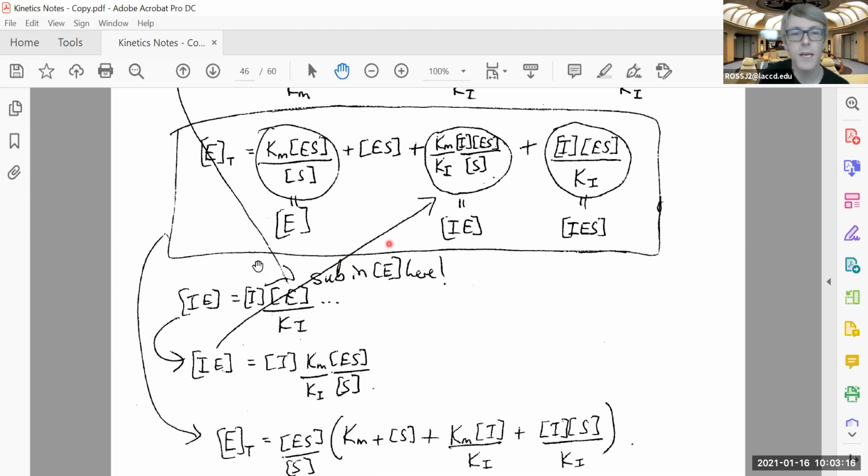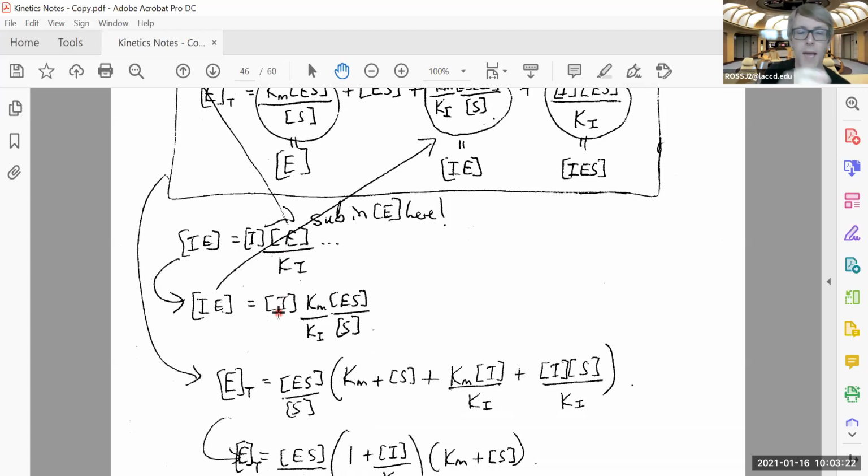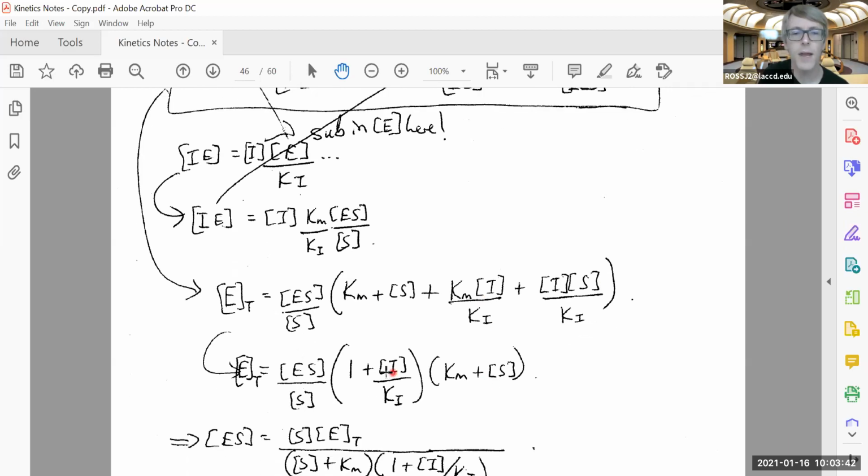We substitute in E here, and again, it's just some basic algebra, but we end up, similar to a few moments ago, factoring out ES over S, and we have this long expression here. So you can pause the video and have a look at it. It's pretty straightforward where that comes from, although it might take a couple of seconds to see it. But we have this expression here. And then again, we've taken the Km and the S outside of the bracket to return the similar parenthesis that we saw in the competitive inhibition example, which is 1 plus I over Ki.